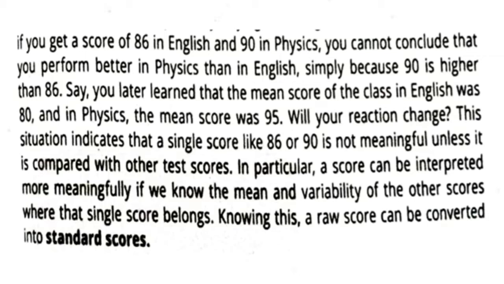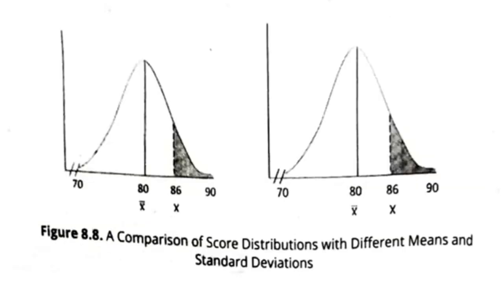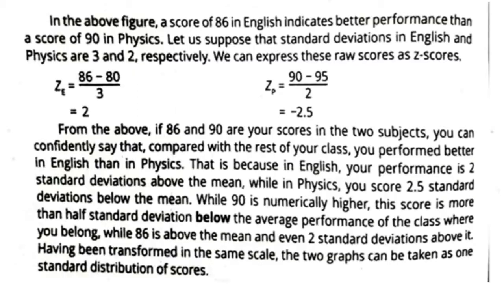This situation indicates that a single score like 86 or 90 is not meaningful unless it is compared with other test scores. In particular, a score can be interpreted more meaningfully if we know the mean and variability of the other scores where that single score belongs. Knowing this, a raw score can be converted into standard scores. Figure 8.8, a comparison of score distributions with different means and standard deviations.